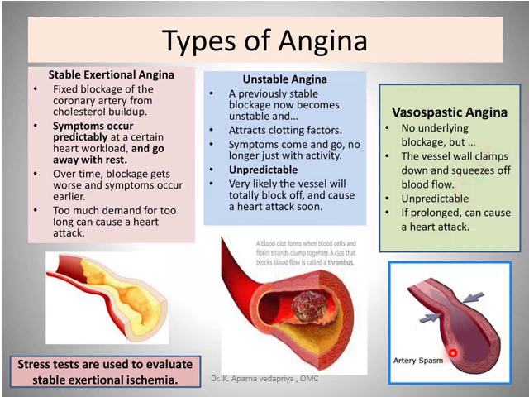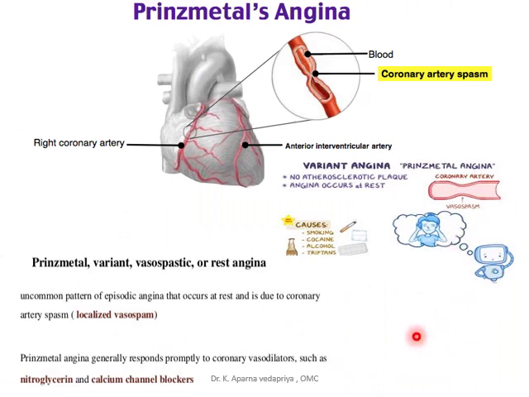vasospastic is the spasm that is created in the wall of the coronary vessel. There is no accumulation of the erythematous plaque or anything. It is just because of the spasm, which is called Prinzmetal's angina, the coronary artery spasm. It is also called variant angina, which is not concerned with having an erythematous plaque, but the patient feels the pain even at rest.